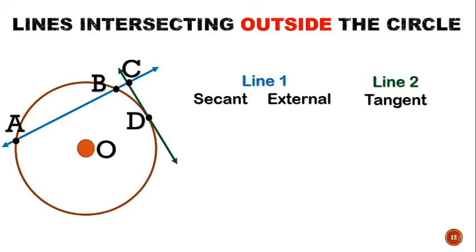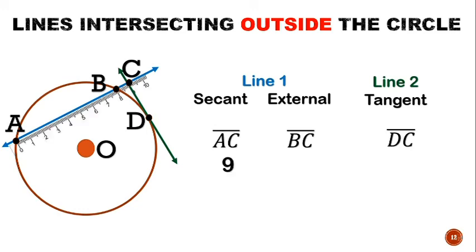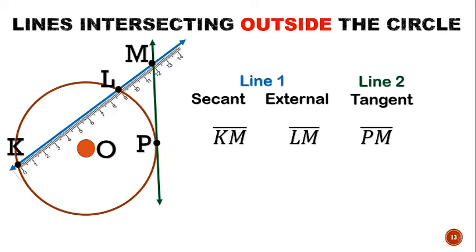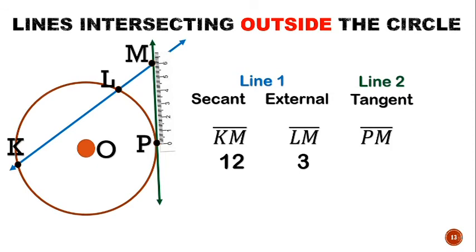Last. What if this time we have lines intersecting outside the circle, but one is a secant line and another is a tangent line? So for line 1, we have the secant as segment AC, the external is segment BC, and for line 2, the tangent is segment DC. What about their measurements? That will be 9 and 1. For the tangent, that will be 3. Okay, let's have another. That will be segment KM and then segment LM. For the tangent, that will be segment PM. As for the measurements, segment KM will be 12. Segment LM is 3, right? For the segment PM, that will be 6.